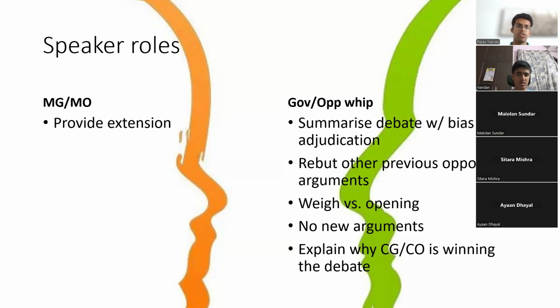I'll go a bit more into the member of government and member of opposition on the next slide, but basically their goal is to provide an extension. And what that means is provide something new to the debate, which hasn't come up previously. There are two other teams which have already spoken, and they've most likely said the most obvious points already. And if you repeat what they've said, which is quite likely to happen if you don't think things through, because in your prep time, you don't know what they're about to say. You only have your 15-20 minutes.